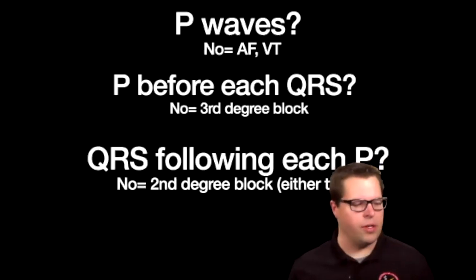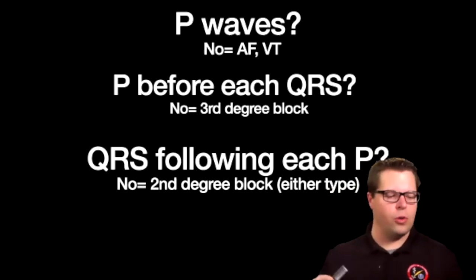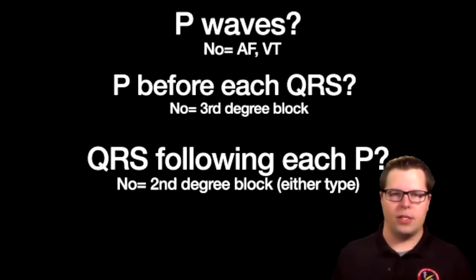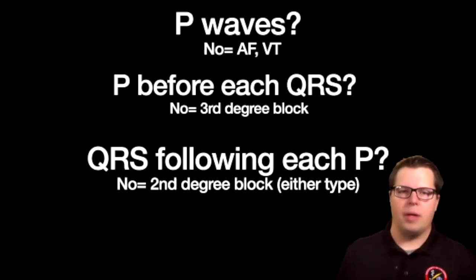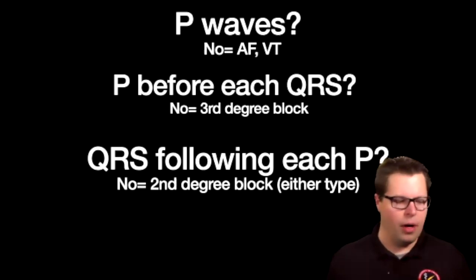Then the next question, is there a QRS following each P wave? So is there a P before each Q, and then does every P generate a QRS? If the answer is no to that, then you might be looking at something like a second degree block, as we kind of mentioned before.